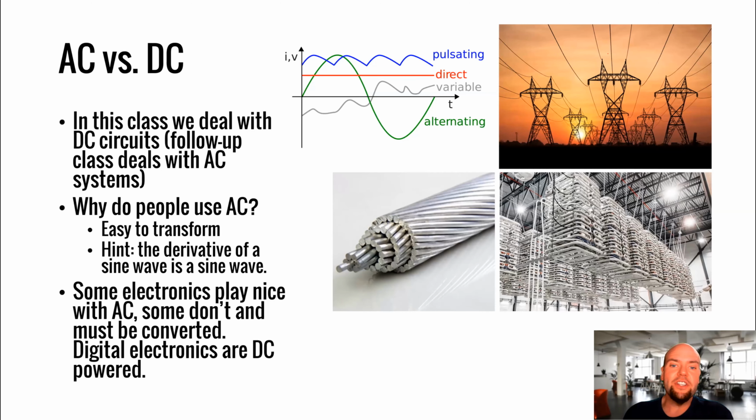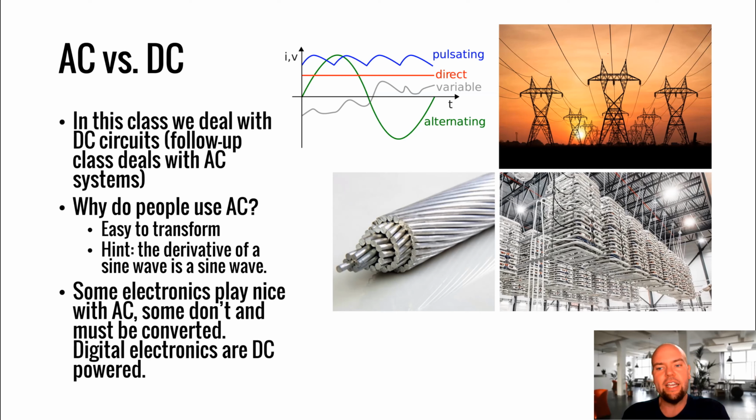So, big one, AC versus DC. This is one where usually we just start talking about it and assume people are familiar with AC and DC, or they've heard the band or something like that. But a lot of times we don't talk about it conceptually. In this class, we only deal with DC circuits. In the follow-up to this class, we look almost entirely at AC circuits, or circuits that have sinusoidal excitations.